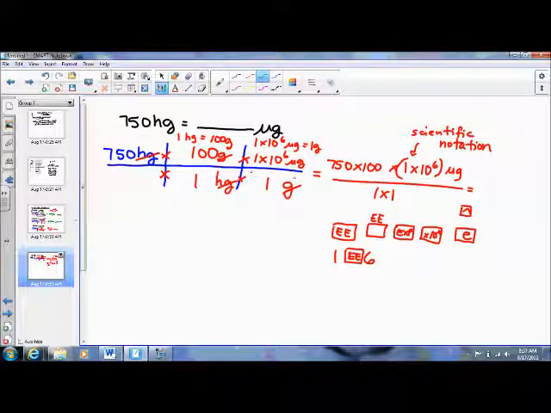You kind of figured this out, but you're having a problem if one of these things appears. All right, so I'm going to put in my calculator 750 times 100 times, I'm going to push 1 EE 6. And my calculator says that that is equal to 7.5 times 10 to the 10 power micrograms. This is such a big number that my calculator has to put it in scientific notation too.